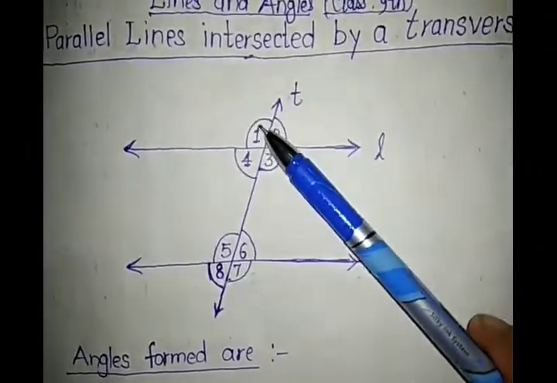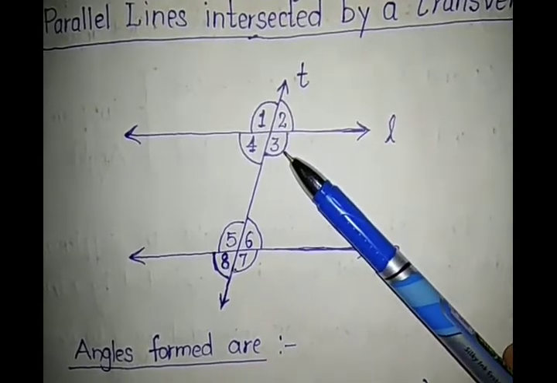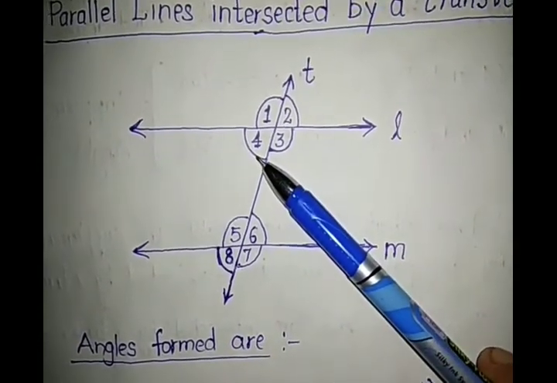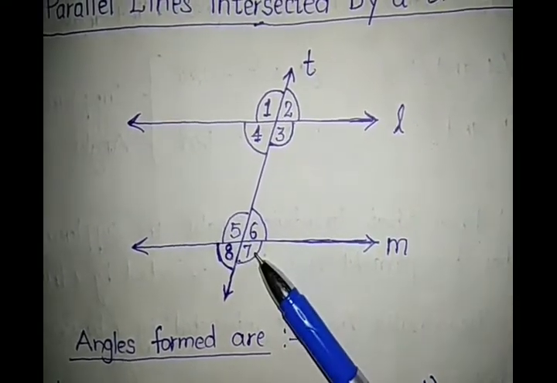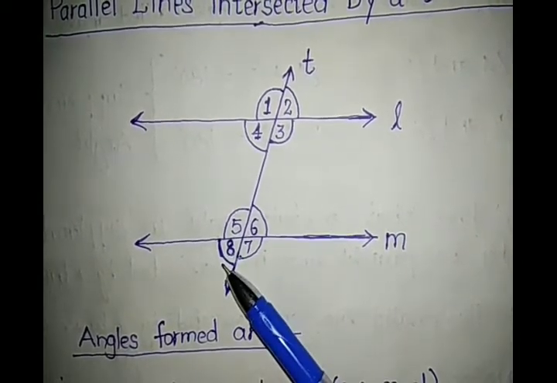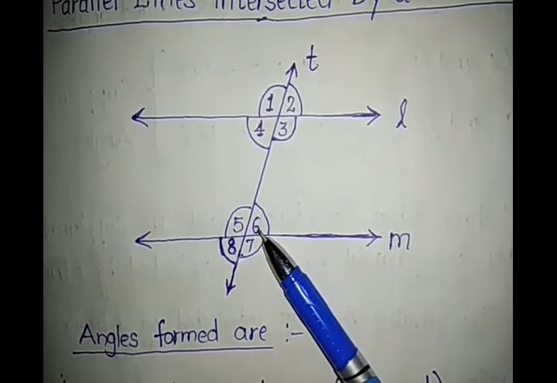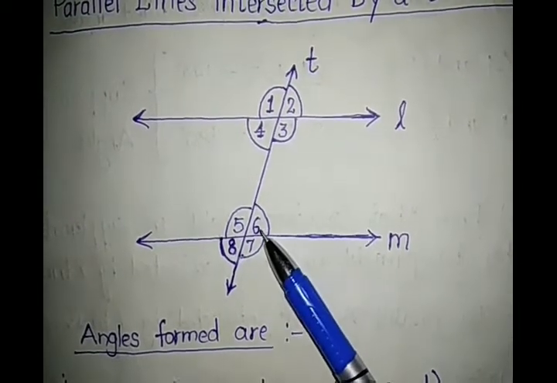Now in this figure, angle 1 and angle 3 are vertically opposite angles. Similarly, angle 2 and angle 4 are also vertically opposite angles. And angle 5 and angle 7 are vertically opposite. Similarly, angle 6 and angle 8 are also vertically opposite angles. And you have studied in the previous episode that vertically opposite angles are always equal.